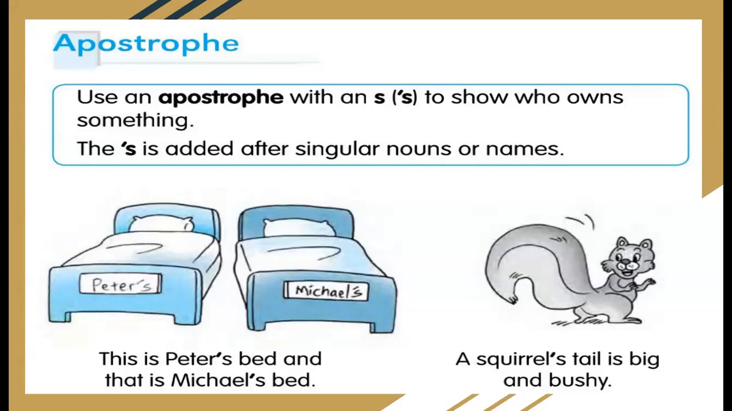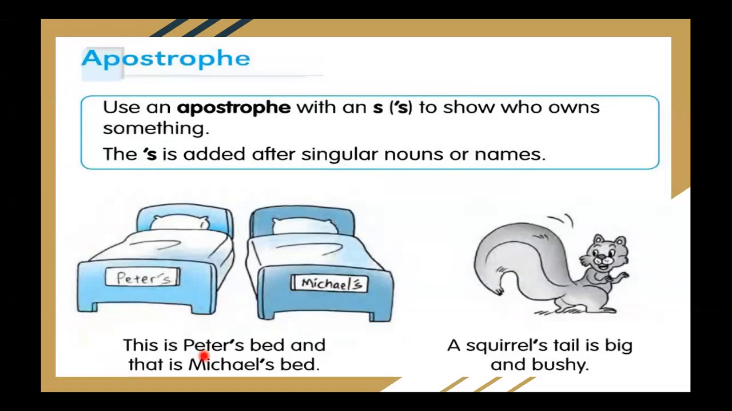With singular nouns like Peter, Michael, how do you use an apostrophe? You add an S, along with the apostrophe. This is Peter's bed, and that is Michael's bed. So you use an apostrophe along with an S to show who owns something. So you're talking about possession. That's why you use an apostrophe.